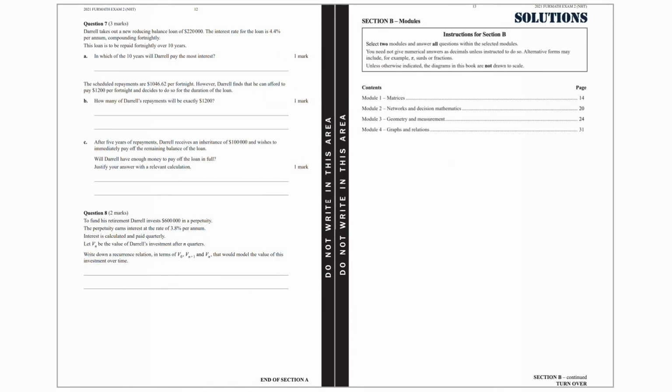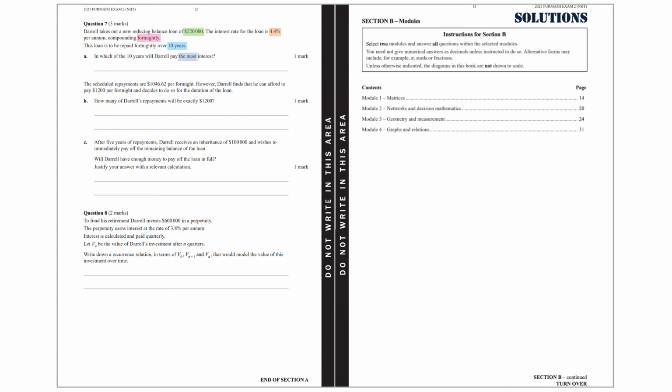Question 7. Daryl takes out a new reducing balance loan of $220,000. The interest rate for the loan is 4.4% per annum, compounding fortnightly. This loan is to be repaid fortnightly over 10 years. Part A. In which of the 10 years will Daryl pay the most interest?